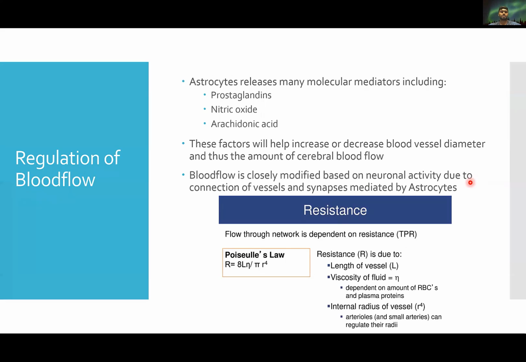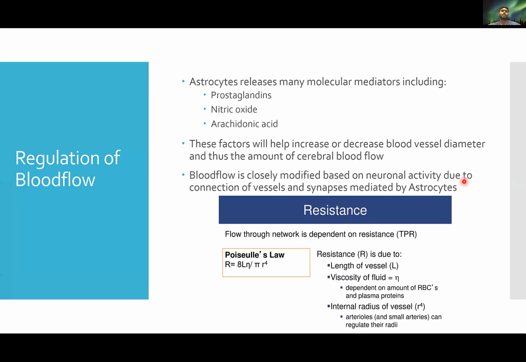Now, regulation of blood flow. So these astrocytes release many molecular mediators, including vasodilators such as prostaglandins and nitric oxide, as well as vasoconstrictors such as arachidonic acid. Now, if we think about what those mean, right? Vasodilator, vasoconstrictor. Vaso means blood vessel. Dilator means to get bigger. Constrictor means to get smaller.